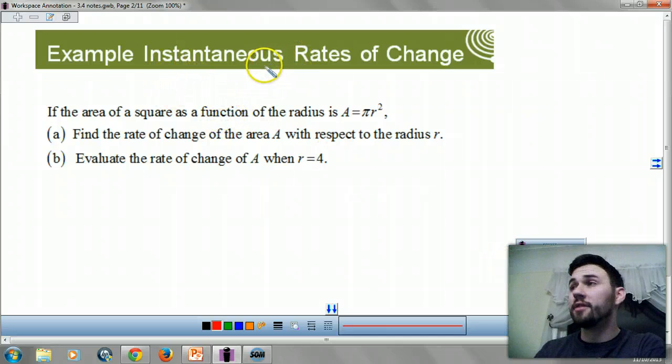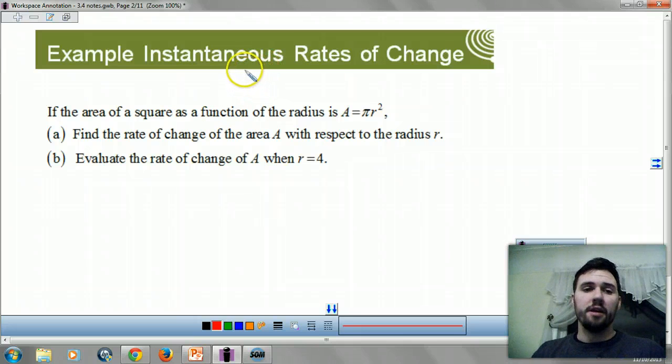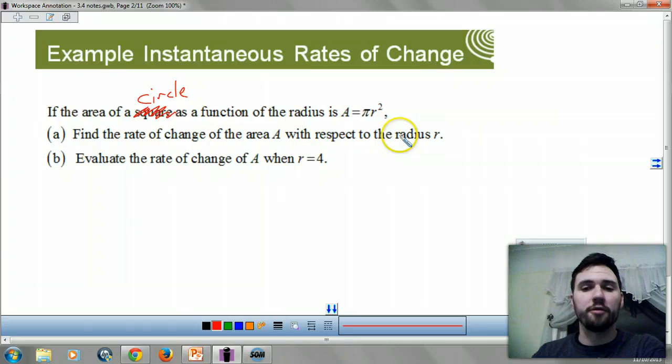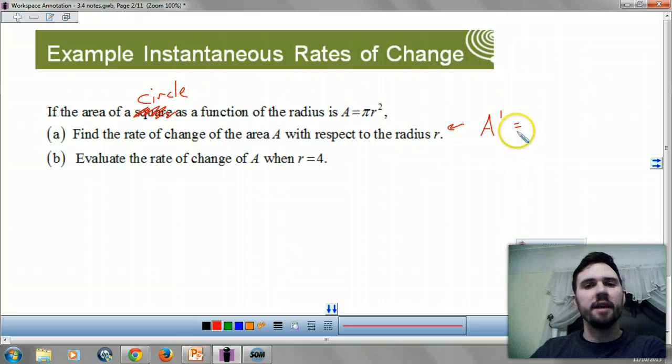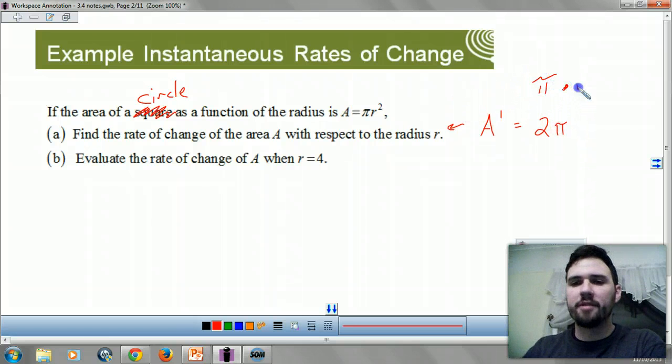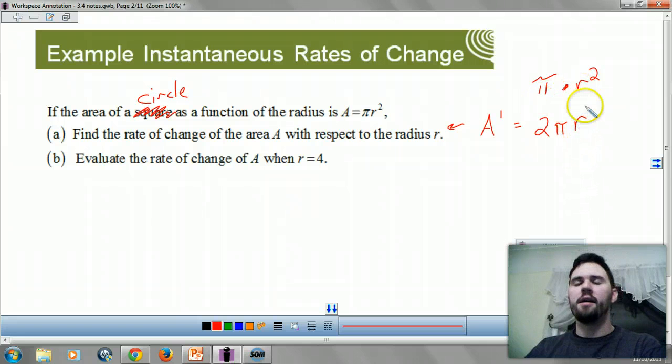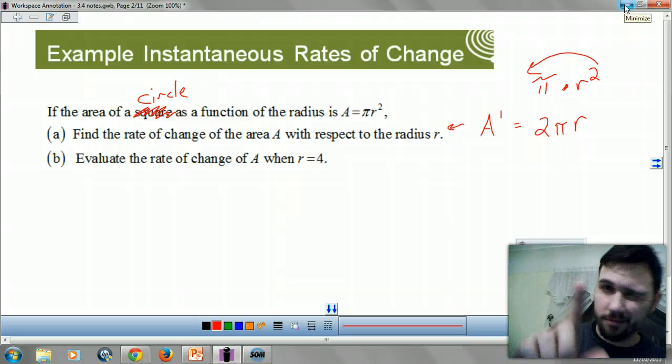So let's do an example where we use the terminology instantaneous rate of change. The area of a circle as a function of its radius is area equals pi r squared. We need to find the rate of change of the area with respect to the radius r. To do that we need to find A prime, the derivative. A prime will give us the instantaneous rate of change formula. So we take our 2 and move it out in front: 2 pi, because remember, pi is just a constant, guys. The original formula is pi times r squared, so we get 2 pi r. The 2 moves out in front, and 2 minus 1 is 1.